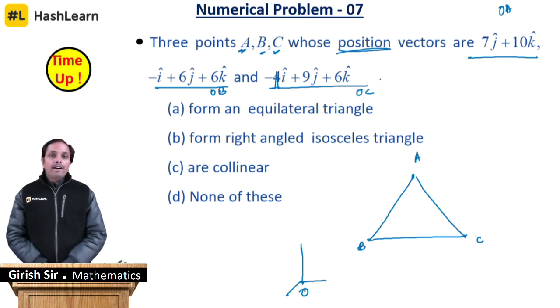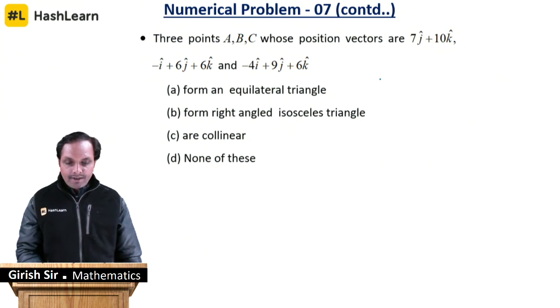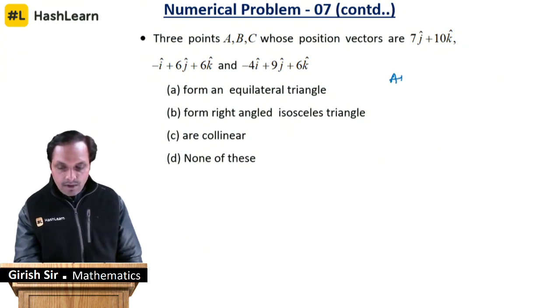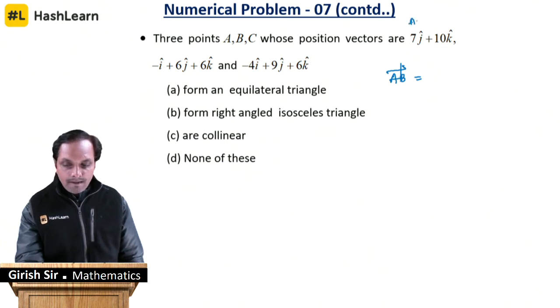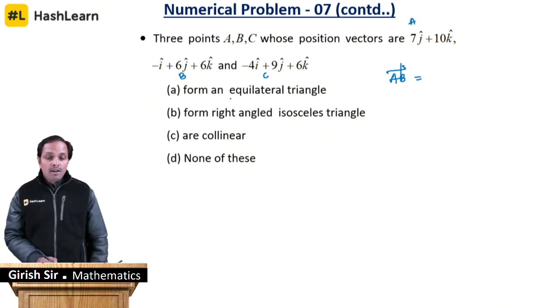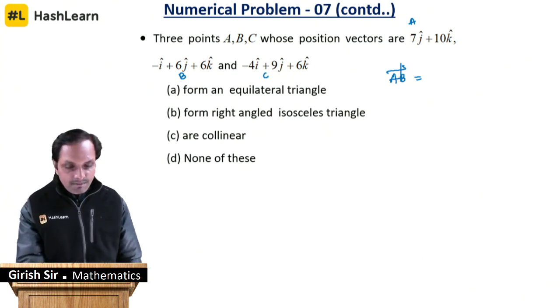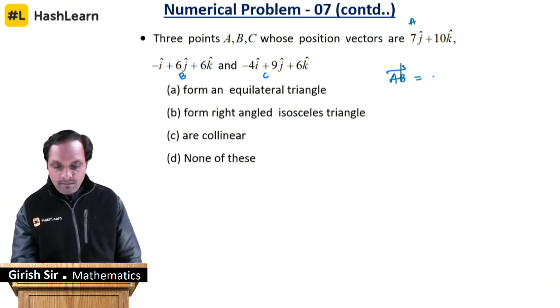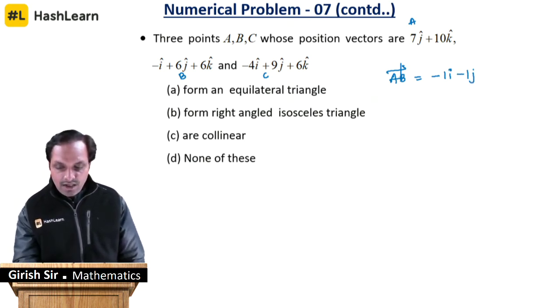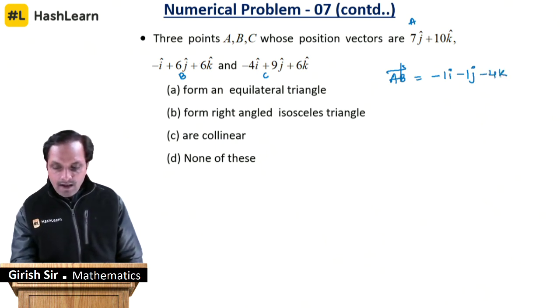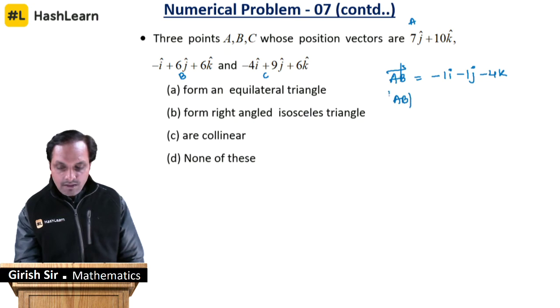So if you want to find AB vector, what do you need to do? This is A, this is B, and this is C. When you want the AB vector, it is B minus A. What is B? Minus of minus 0 will be minus 1i. 6 minus 7 is minus 1j. Here 6 minus 10 is minus 4k. And what will be the magnitude of the AB vector?